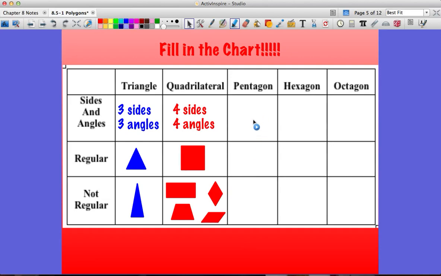A pentagon, 5 sides, 5 angles. So you'll notice the pattern now is that however many sides you have is how many angles you have in a polygon. Regular pentagon, not regular pentagon.